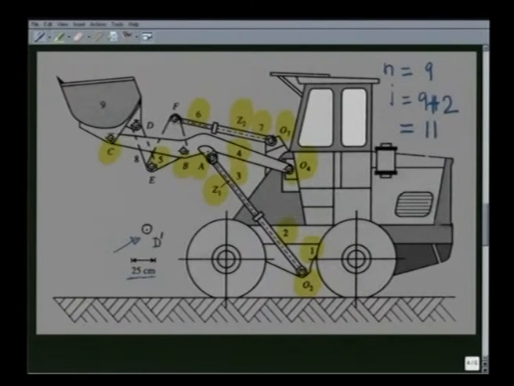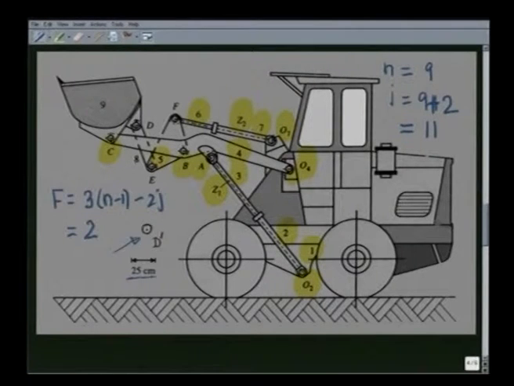If we remember our formula to calculate the degrees of freedom, F is equal to 3 times (n minus 1) minus 2J, which gives 3 into 8 is 24, minus 2 into 11 is 22, that is F is equal to 2. Thus, it is a 2 degrees of freedom mechanism. Because we have 2 independent inputs at these 2 hydraulic actuators, it is a constrained mechanism.